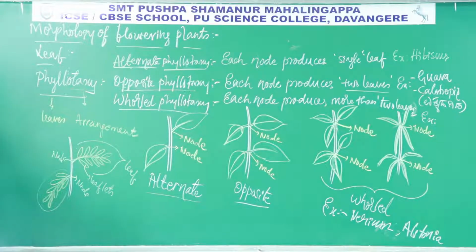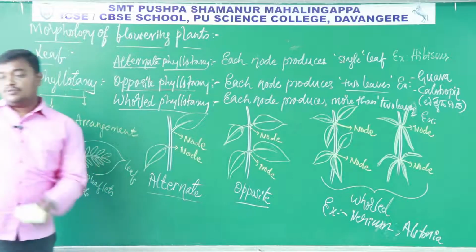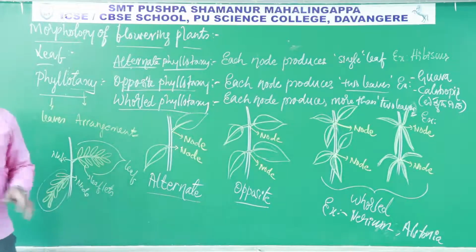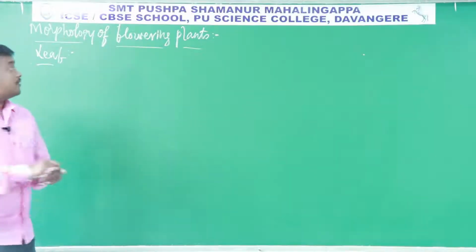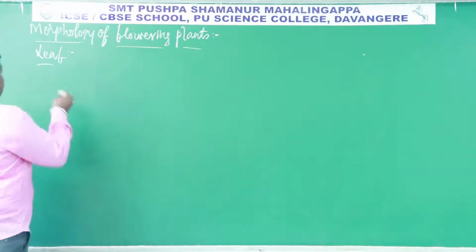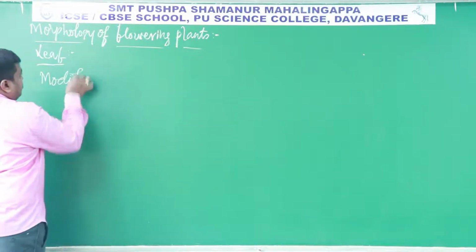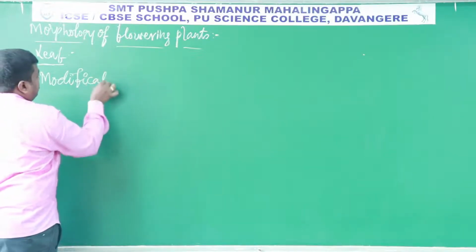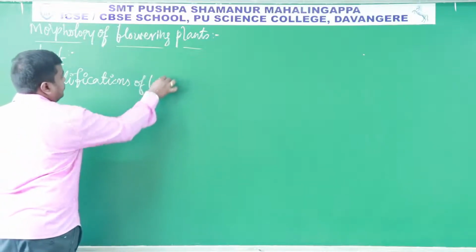So this is about the phyllotaxy. Of course it is an important topic under the morphology of flowering plants. In PU, many times questions have arisen from this phyllotaxy part. So next come to another topic under the leaf, that is modifications of leaf.